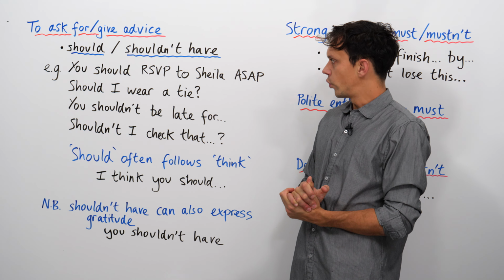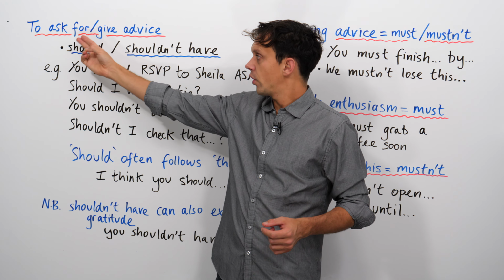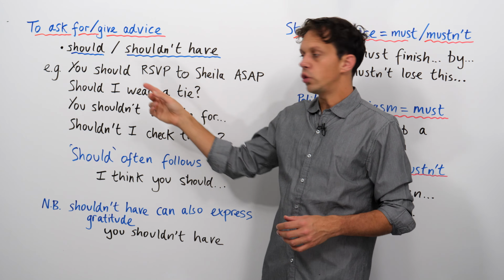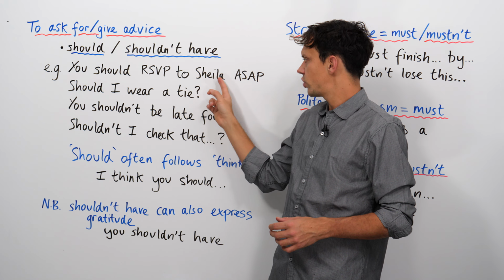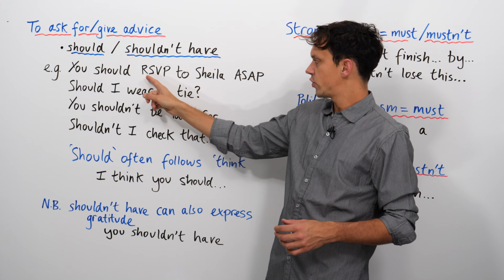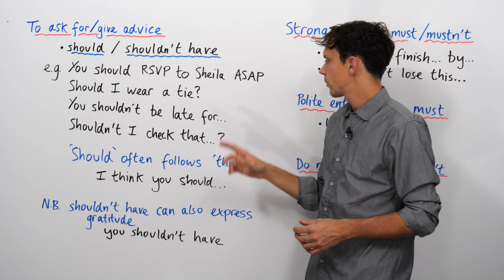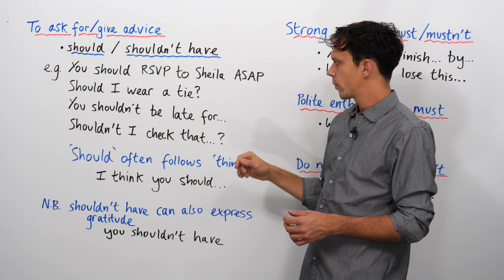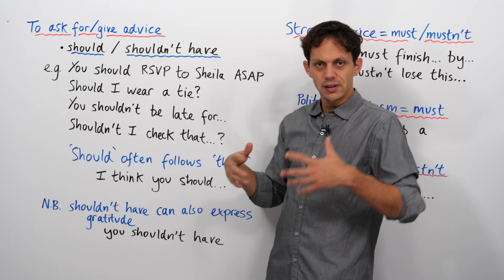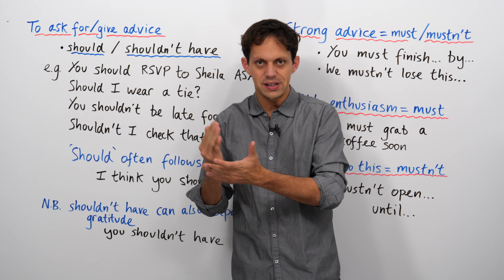Okay, so first of all, we use should and shouldn't have when we want to ask for and give advice. Some example sentences. You should RSVP to Sheila ASAP. So a couple of acronyms. Respondez s'il vous plaît. It's French for send a reply. As soon as possible. You should RSVP to Sheila as soon as possible. Yep, like you need to do this. I'm recommending that you reply to Sheila prontissimo.